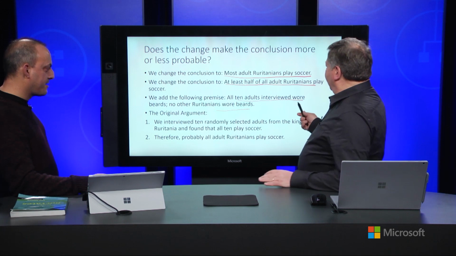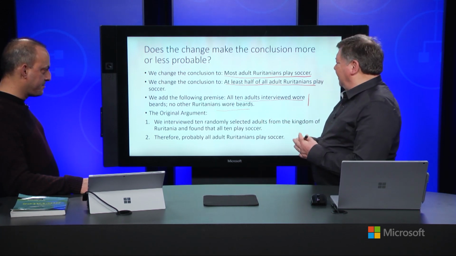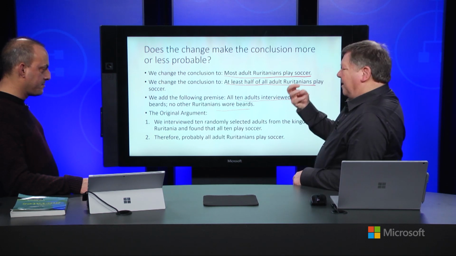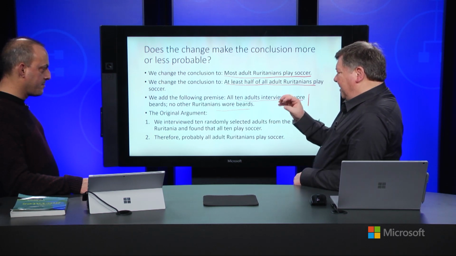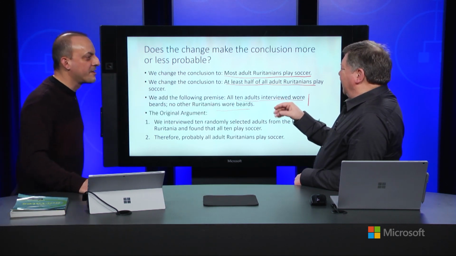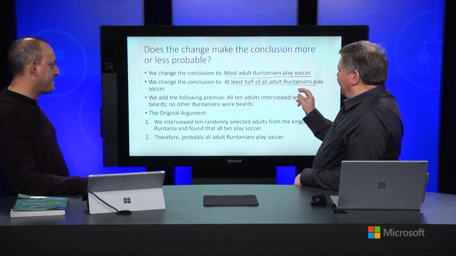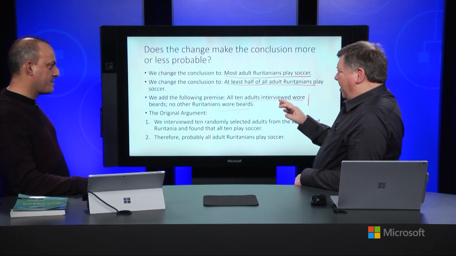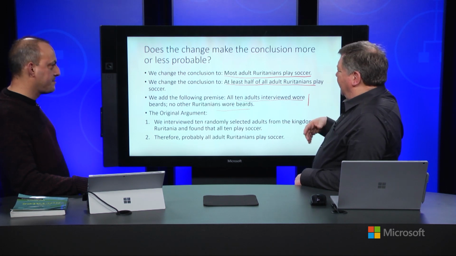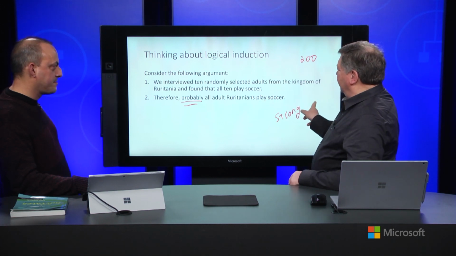Okay, so my reasoning is that when we add this premise, we're now adding the additional information that our sample is different. Because of this, this is very relevant. Yeah, none of the other Ruritanians wore beards. Got it, I see. So our sample is a little bit oddball from the rest of the population, which weakens our confidence that what we learned about the sample is true of the rest of the population.